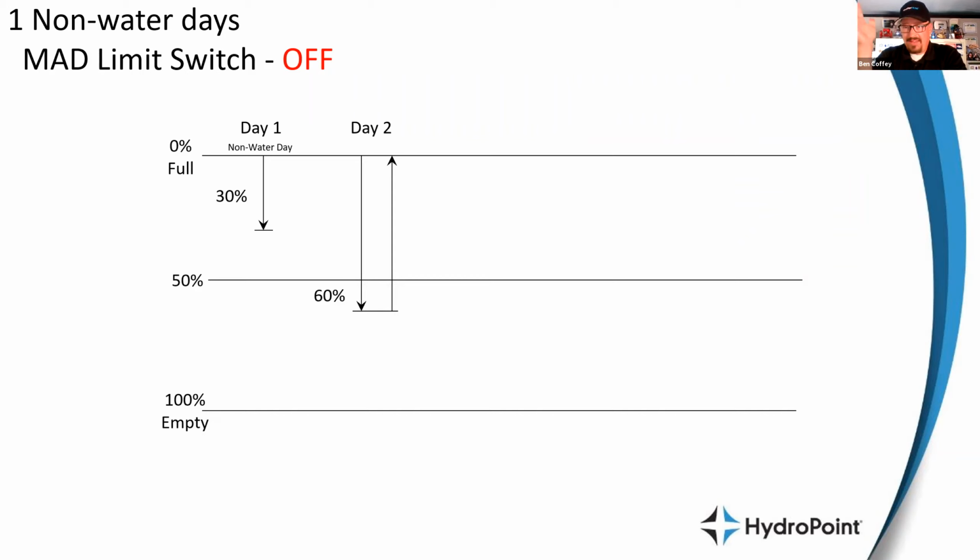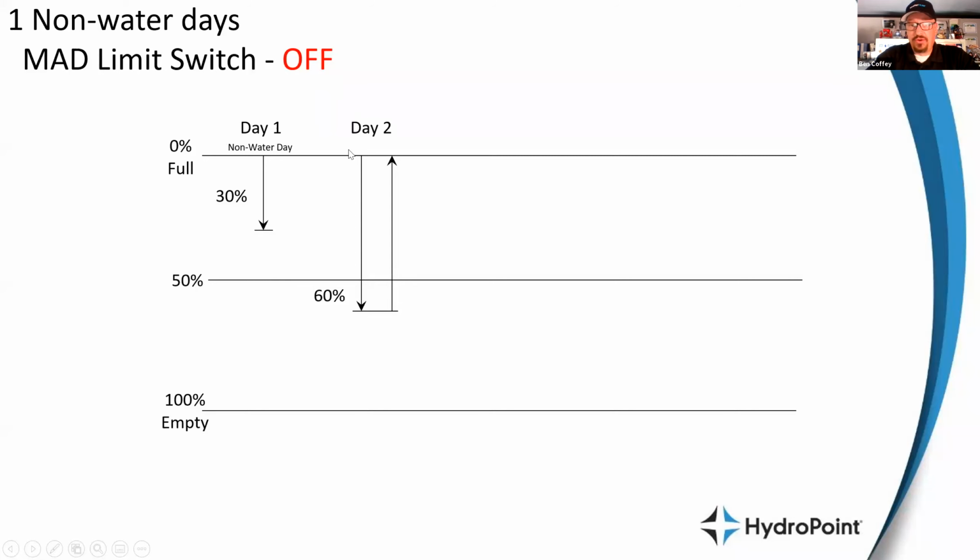This is normal behavior. This is where the basics of WeatherTrack live. This is with Mad Limit Switch off, which is the default, which is the way that I recommend the controller should be programmed 9 times out of 10. And in this example, you see day 1, we lose 30% of our depletion. We knock from 0% down to 30%. We haven't met our 50%, so we're not going to water on day 1.